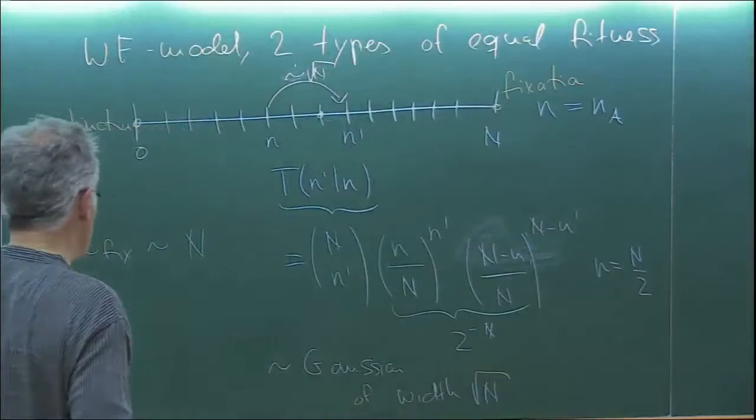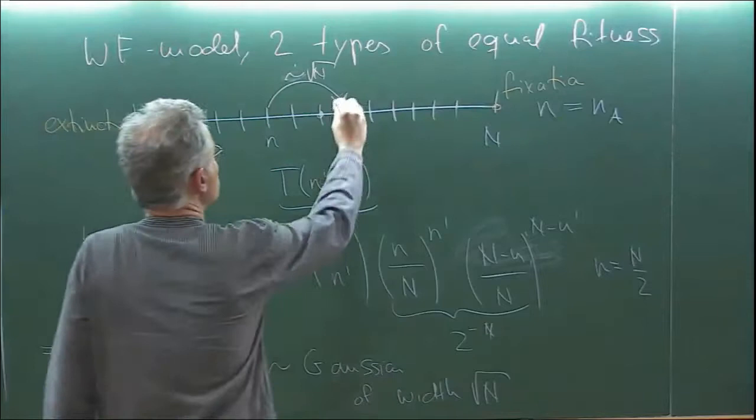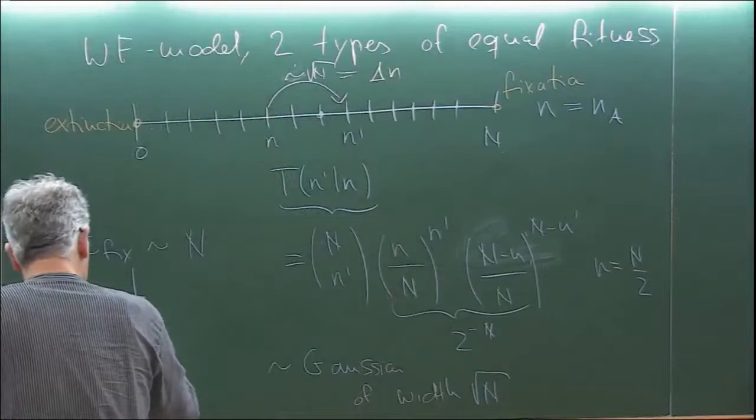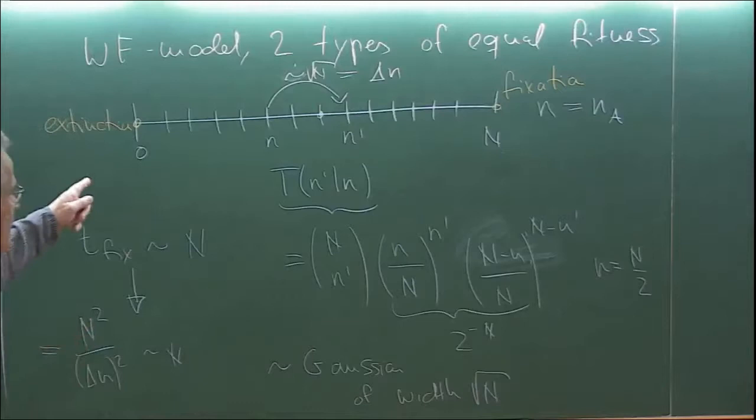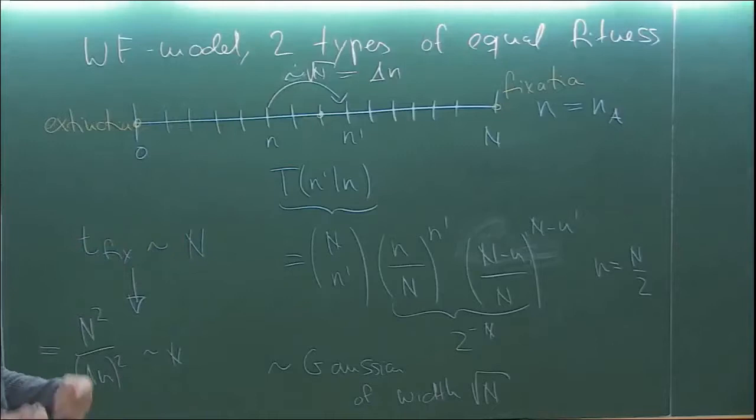The way you can understand the scaling is that this is equal to the square of the size of the interval divided by the square of the jump length, let me call this delta n, which is square root of N, and therefore it's N. So this is where this N scaling comes from. We have here a state-dependent diffusion process, because the jump rates depend on where you are, and it performs long-range jumps, which are typically of order square root of N.